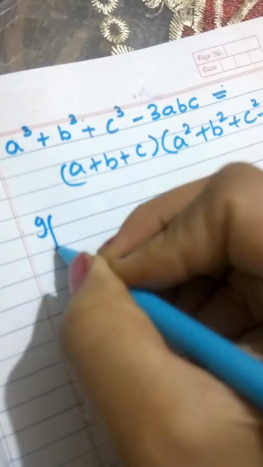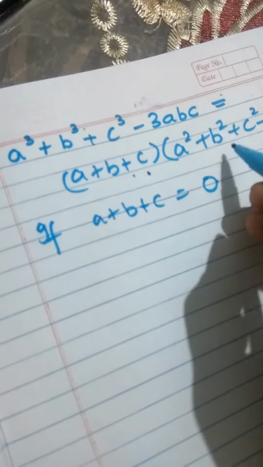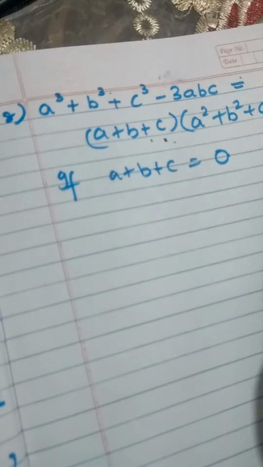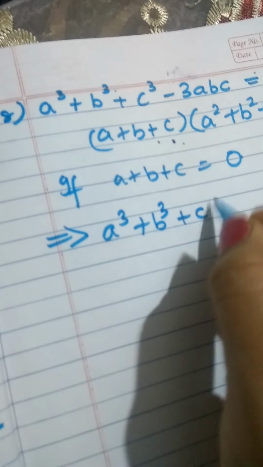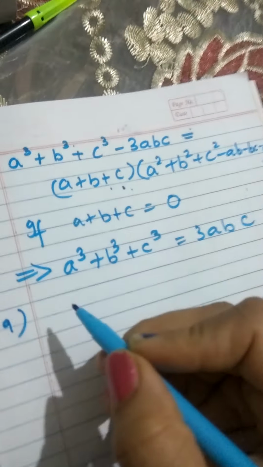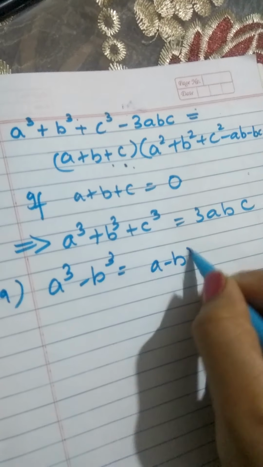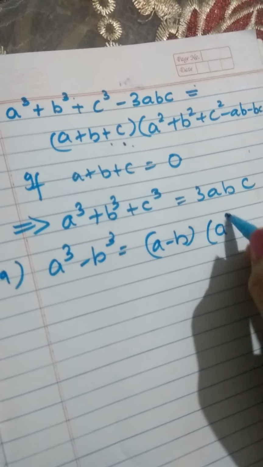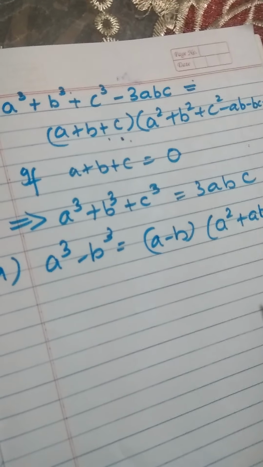And in this case there is one important result which follows, that if a plus b plus c is equal to 0, then this becomes 0. This 0 multiplied with anything makes the complete RHS 0. We get a cube plus b cube plus c cube is equal to 3abc. And in continuation with what we have written, a cube plus b cube, we have another, a cube minus b cube. This is equal to (a minus b)(a square plus ab plus b square). So these are all the identities.